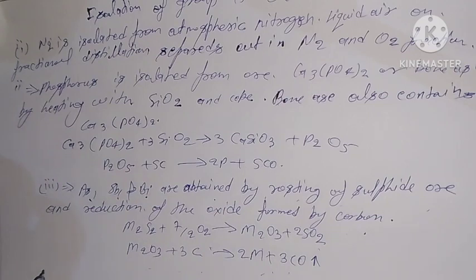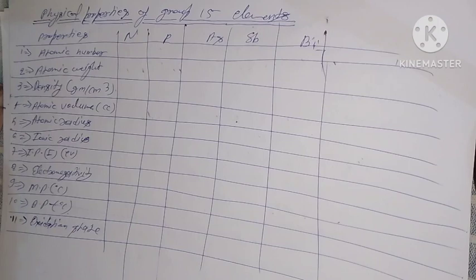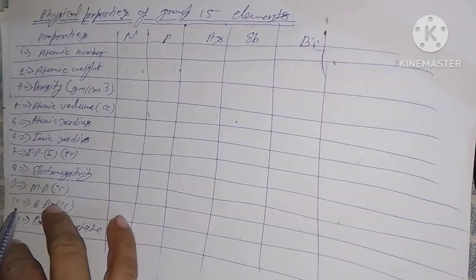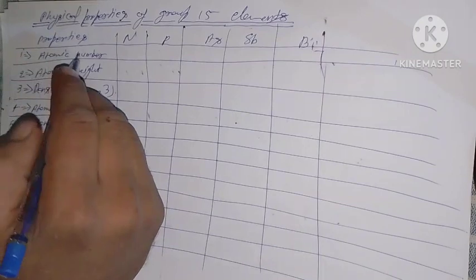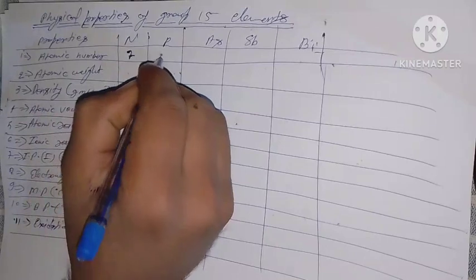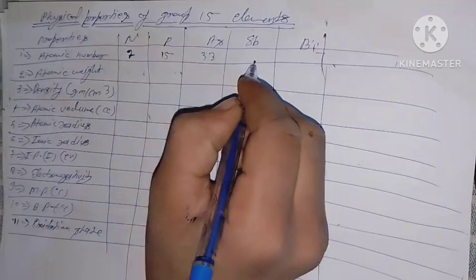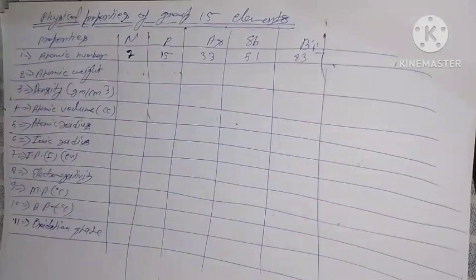Okay, next, physical properties of group 15 elements. First is atomic number. The atomic number of nitrogen is 7, phosphorus is 15, arsenic is 33, antimony is 51, and bismuth is 83.